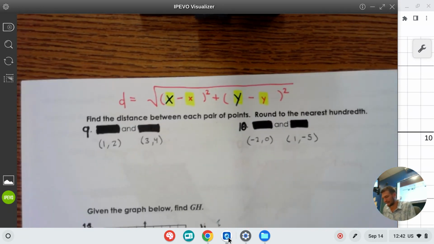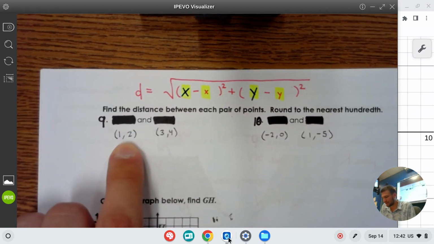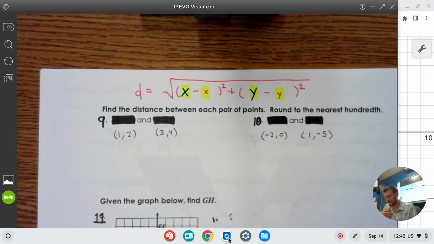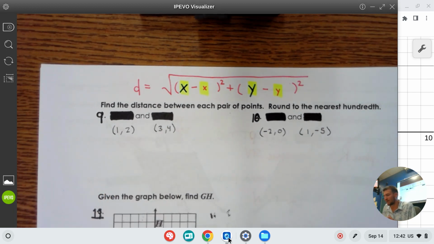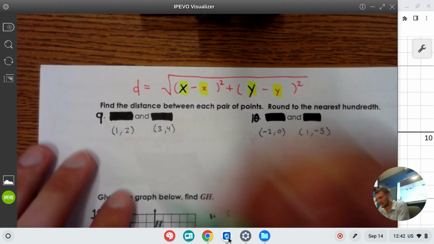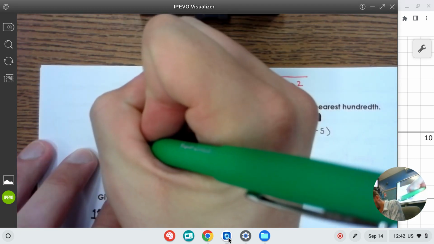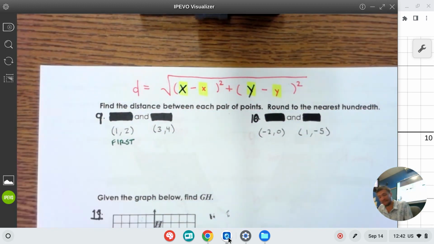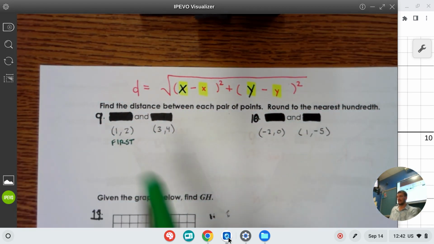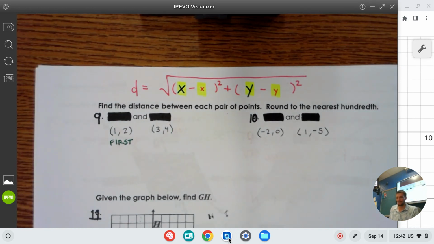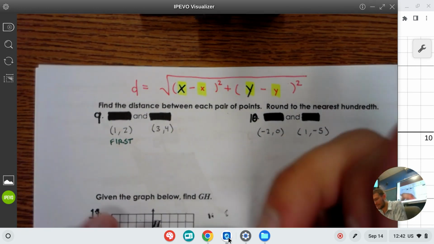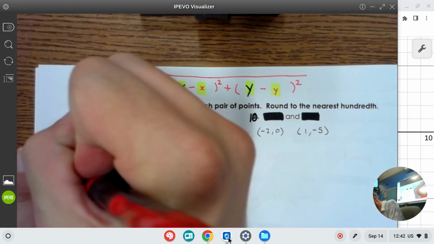So let's see this. Number 9. We got 1, 2, and 3, 4. I was feeling especially creative this morning, as you can tell. With 1, 2, and 3, 4, which one of these coordinates do you want to plug in first? I like to just pick one right from the start. Let's put 1, 2 in first. And if you want to be really crazy, pick 3, 4 first, and let's see if we get the same answer, right? Do a little experiment. That would be insane.